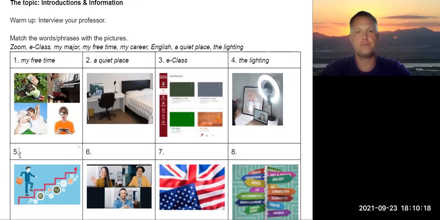What's number 5? It's my career. What's number 6? It's Zoom. What's number 7? It's English. And what's number 8? It's my major, design, computers, mechatronics, etc. All right, good.